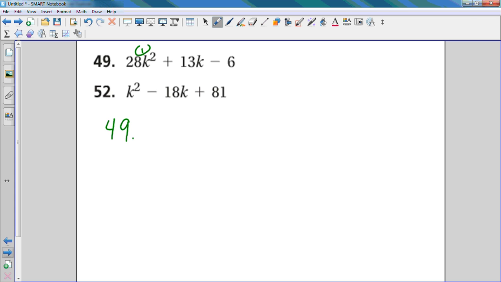Step 1, I have to split my k's, but I have a 28 in there. There is more than 2 numbers that give you 28k squared. 1 and 28, 2 and 14, 4 and 7, right? Those all give me 28. So I have to write those down.